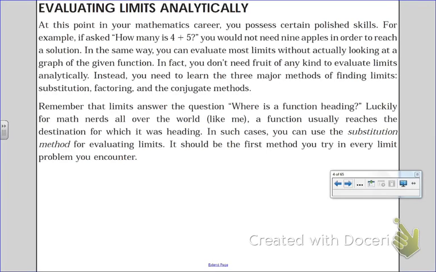So if we keep going, here we go. Instead, you need to learn the three major methods of finding limits. The first one is substitution, like I just said, and that's the first one you should always try. The second one is to factor. See if you can factor something on the top and bottom and cancel, because remember, if there's a hole, you're going to have the same factor on top and bottom. So if you can get rid of that hole, it'll give you the same limit. So factoring after substitution, and then the last one is the conjugate method.